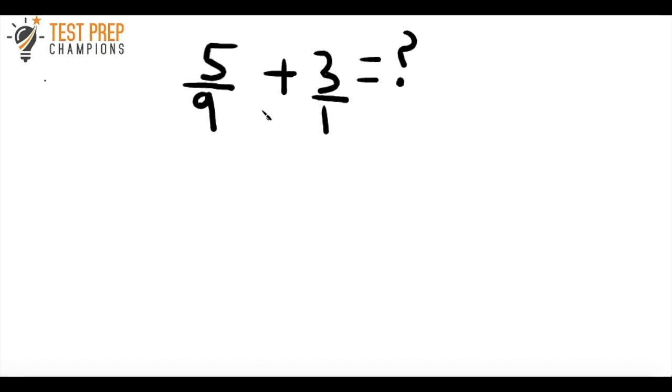Whenever you want to add fractions, you have to get a common denominator. So to add fractions or to subtract them, you have to have a common denominator first. The top number in any fraction is what we call the numerator.